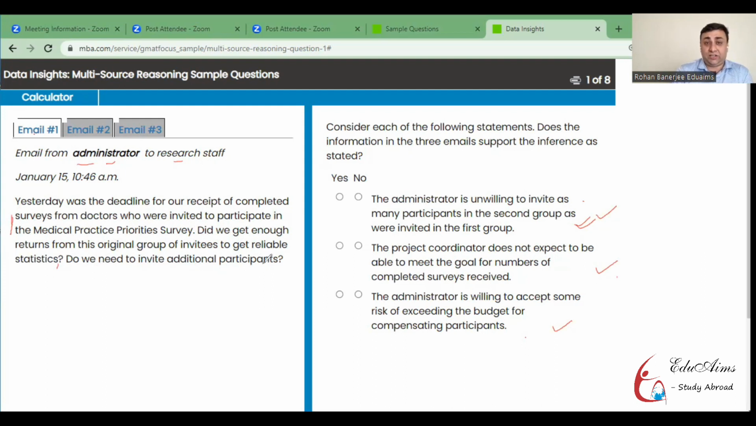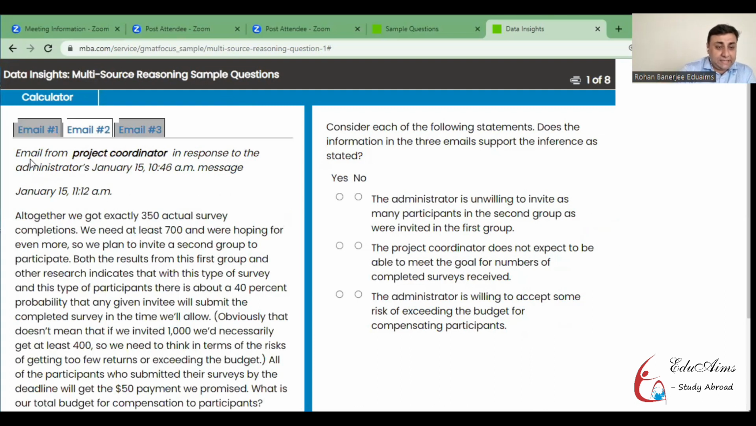Do we need to invite additional participants? The people who have returned the response, is it enough, or do we need to send the survey to more people? So this is what the first email is saying. Okay, let's go to the second. The second email is from the project coordinator in response. So the administrator asked whether the number of responses received from the survey is sufficient, or whether they need to send it to additional participants, to which the second email is responding.